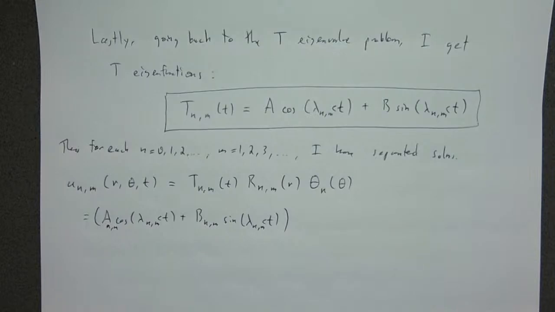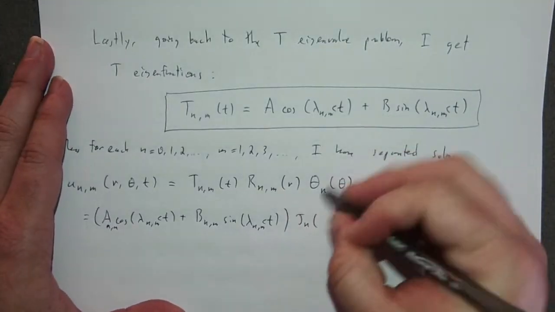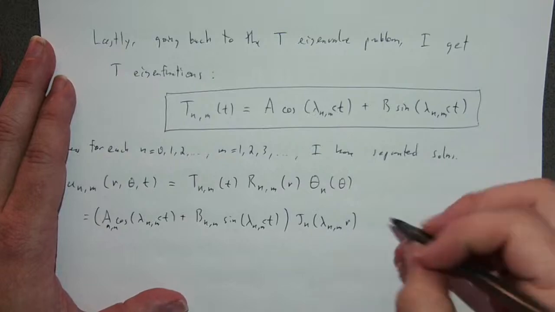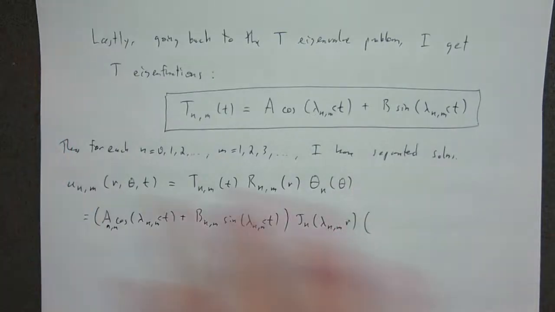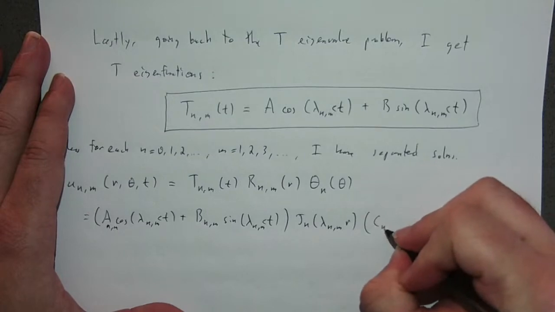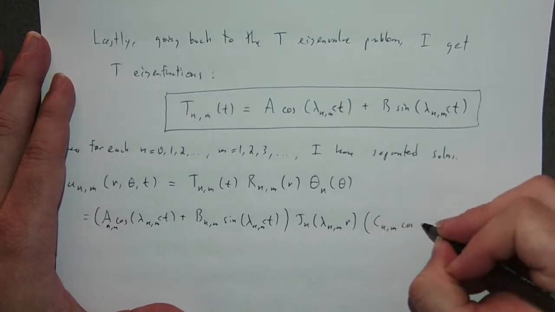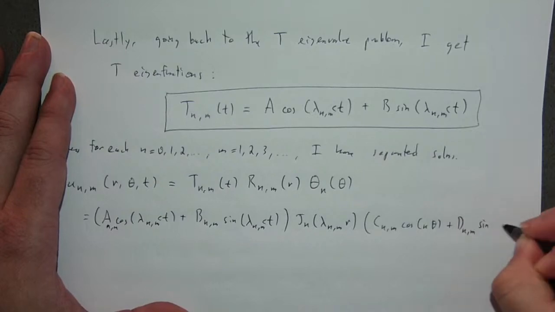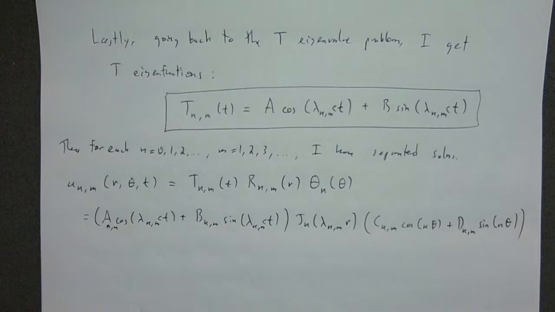Times R sub nm of r. This is given in terms of the Bessel functions. Right? So this is J sub n of lambda nm r. Okay, and then now I have my theta eigenfunctions, which again, this is what they look like. These constants c and d also going to be indexed by n and m. So this is going to be c sub nm cosine of n theta plus d sub nm sine of n theta. That is what my separated solutions look like, where these a, b, c's, and d's are these constants.